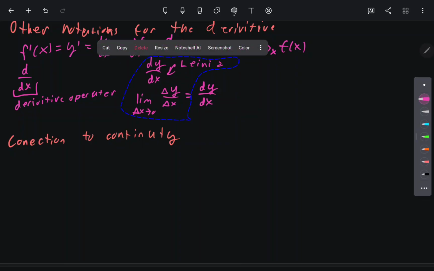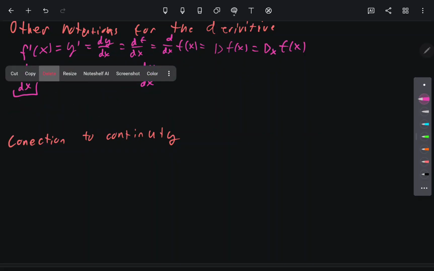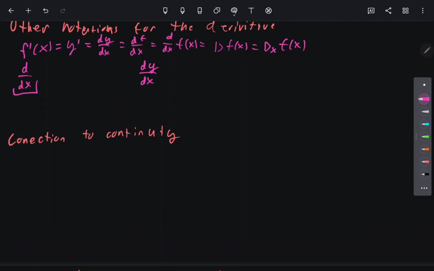So all of these notations above are derivatives. Let's see. The next thing I really want to talk about is its connection to continuity.